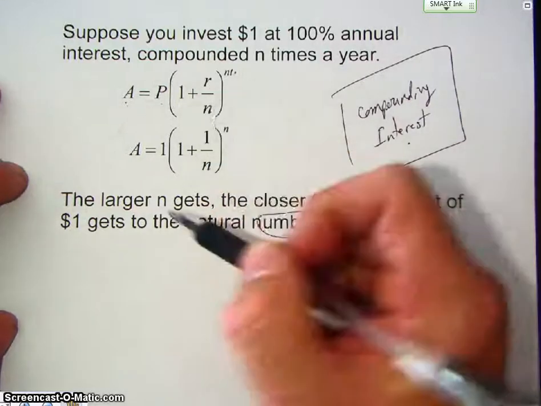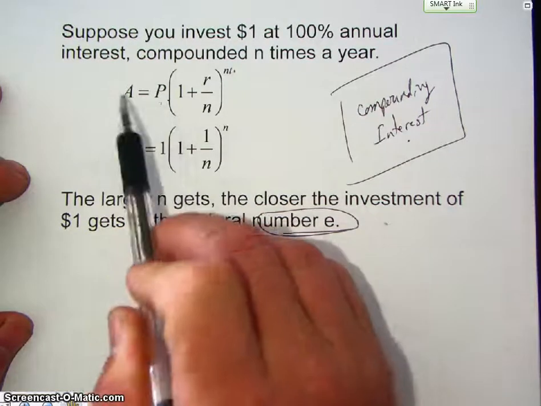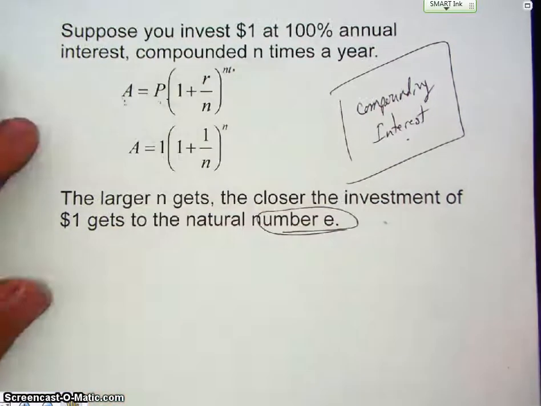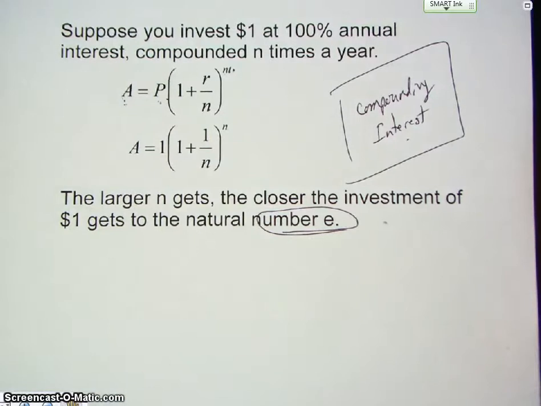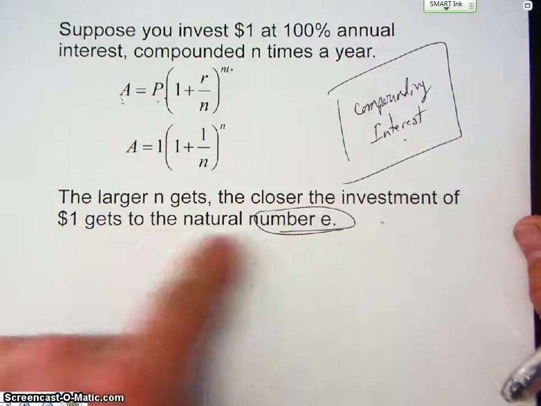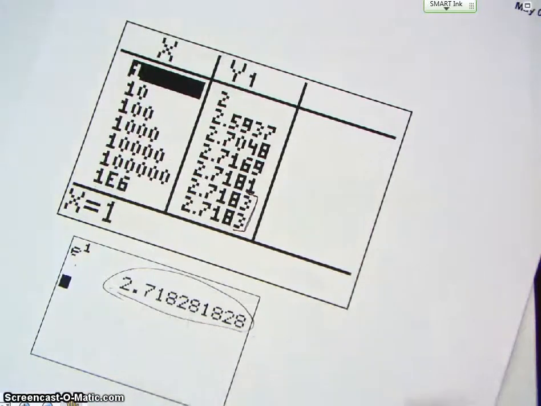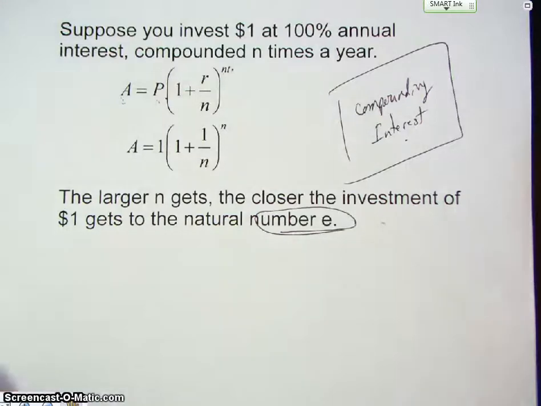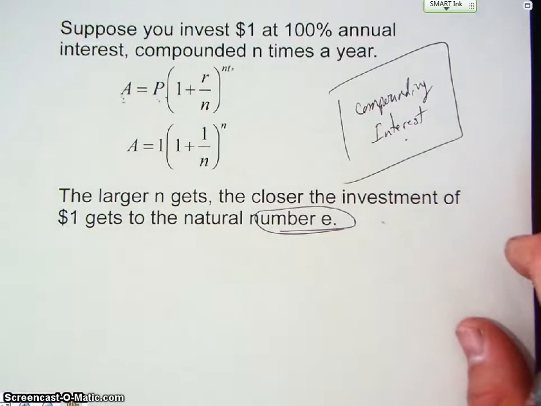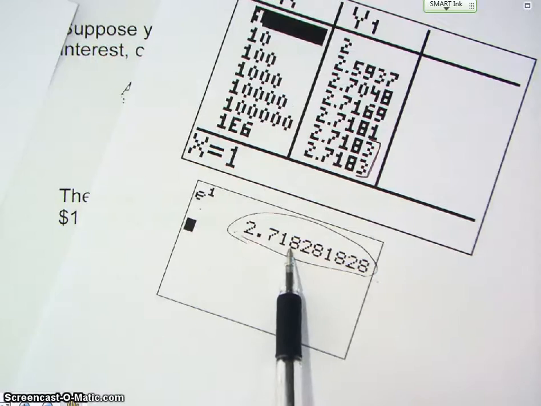My principal is how much I deposit. And then at any time I can figure out what my actual amount is in my account. So the larger n gets, the closer the investment of $1 gets to 2.718281828. So if I put $1 into an account and don't touch it, and let the interest accumulate, eventually I'll have that much money. How long? It'll take forever to get to that.